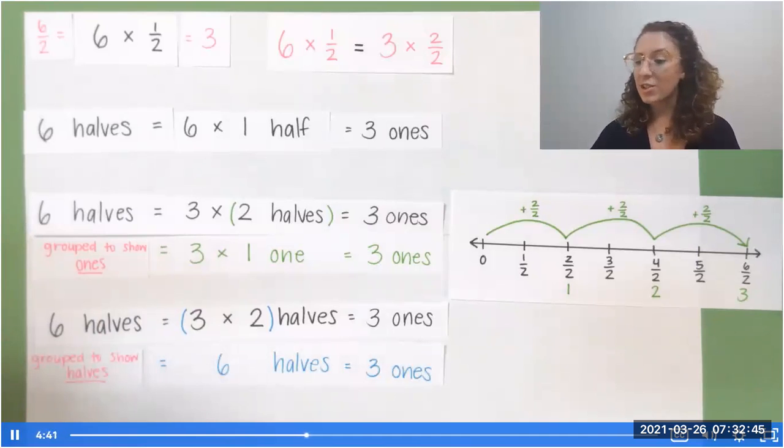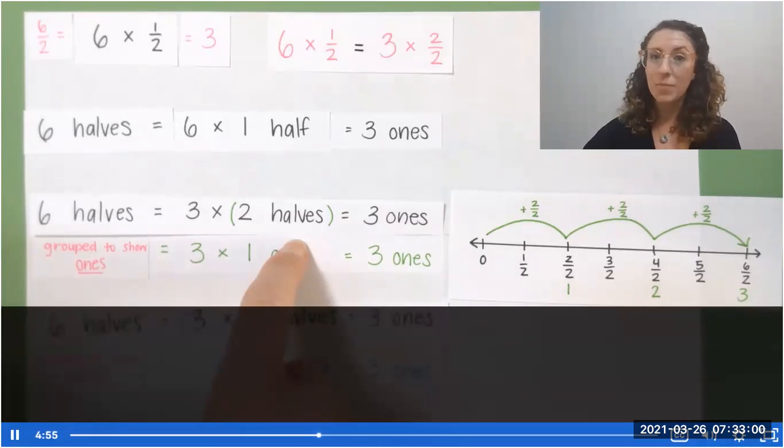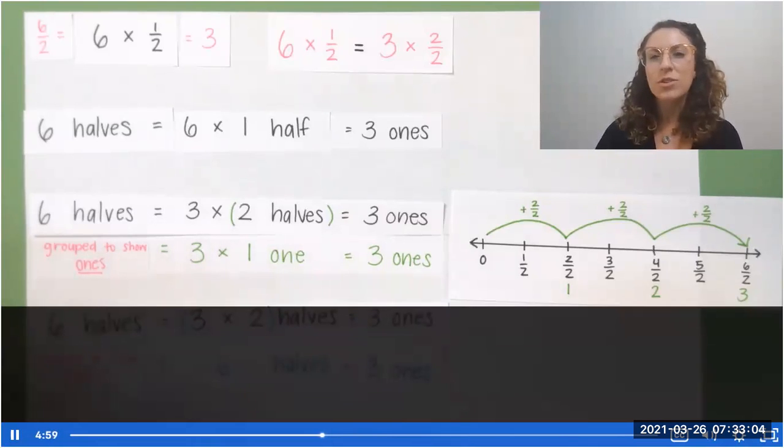Take a look at these 2 different groupings and at this number line. Which of the groupings best matches what is shown on the number line? Placing parentheses around 2 halves best matches the number line, which shows groups of 1. Why is it helpful to group fractional parts by 1's? When we group fractional parts by 1's, we can see how many wholes or 1's we have.